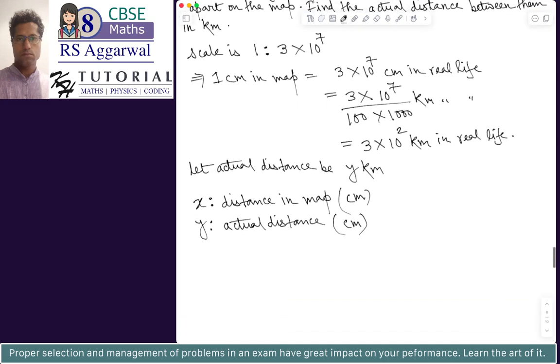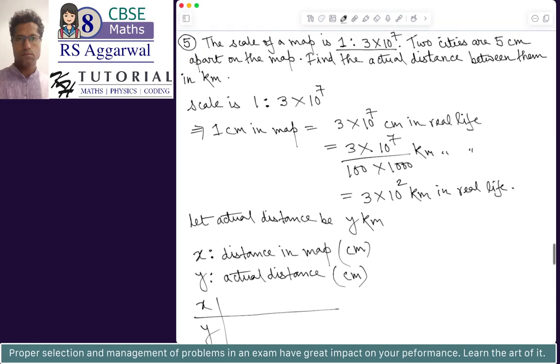So now if we try to create a table, x and y, where we have assumed that the actual distance be y kilometer, let's not say y kilometer, but let's say y centimeter. That is, we are assuming that the actual distance between the two cities is y centimeter, whose distance in the map is given to be 5 centimeter.